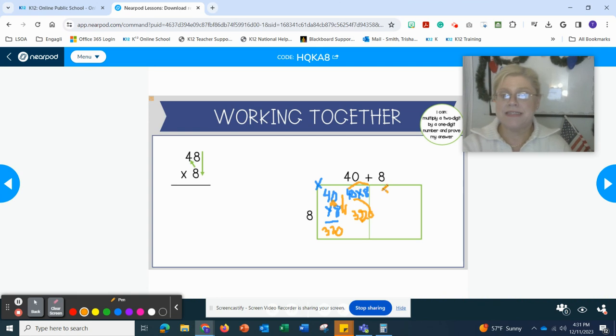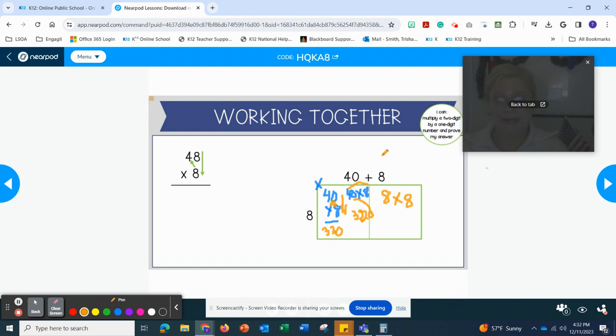And then we have 8 times 8. Now, 8 times 8. You might have that automaticity. You know 8 times 8. If you don't, you could add 8 8 times. So there's always that strategy.